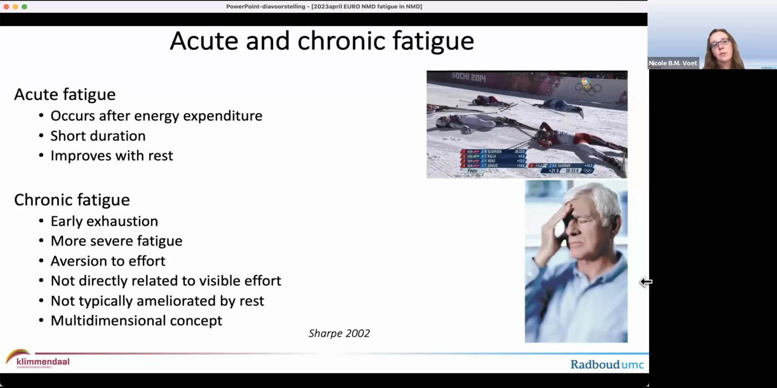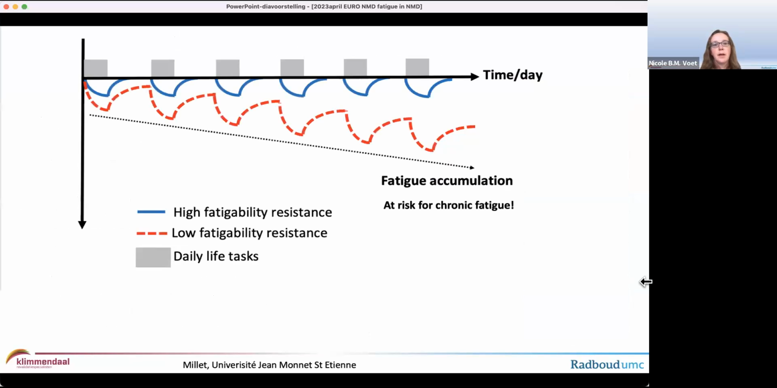And especially this form of fatigue is a multidimensional concept with many factors. And it's good to know that, just like I said before, people with a high fatigability resistance, the cyclists of the Tour de France, and people with a low fatigability resistance, the NMD patients, all more or less have the same daily life tasks.